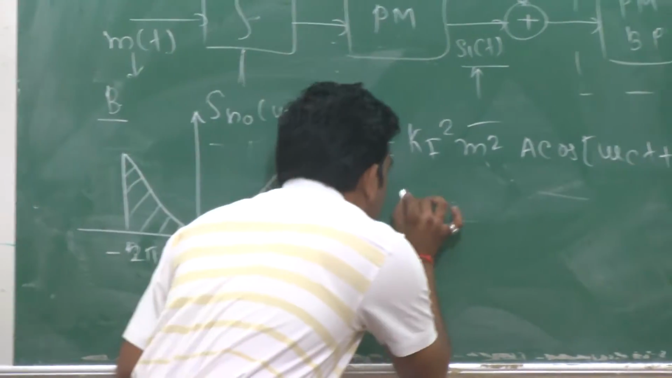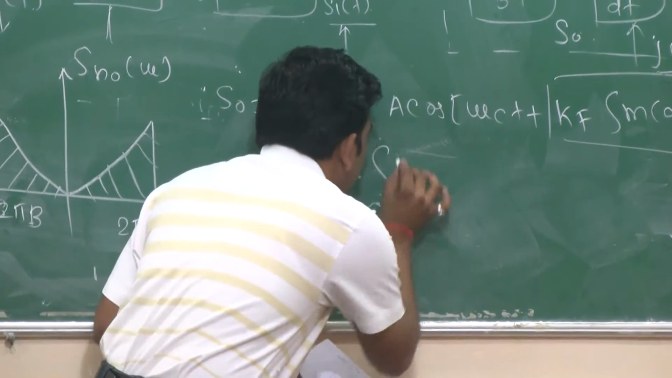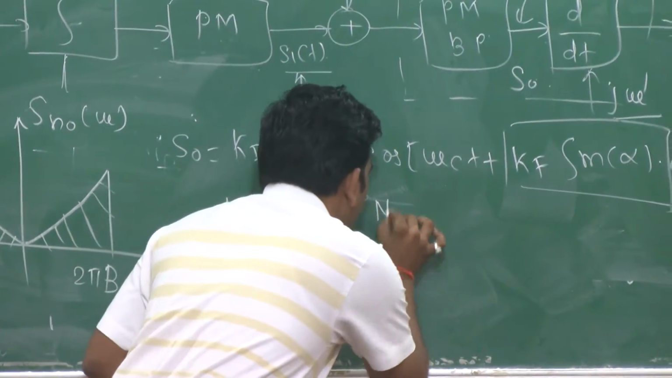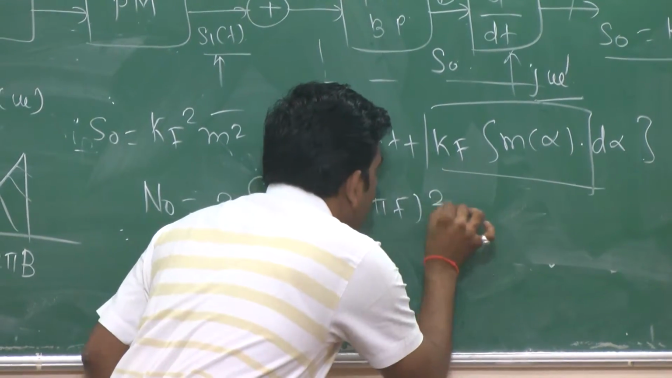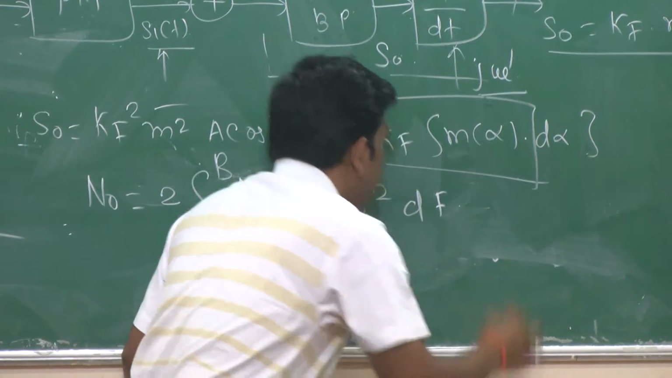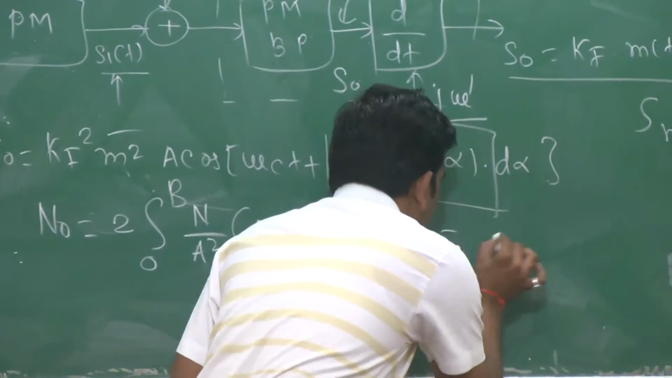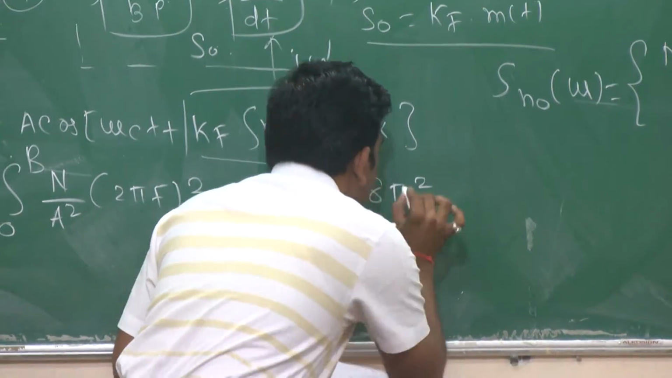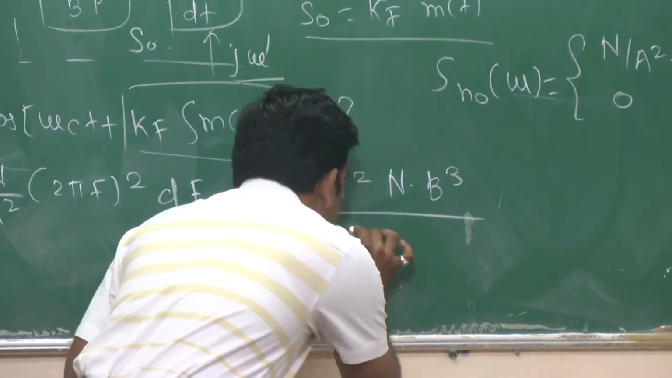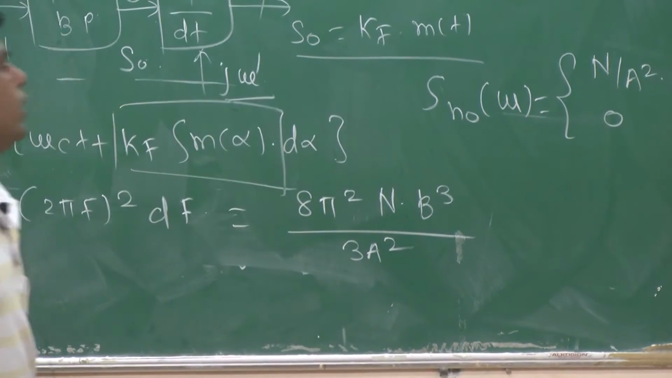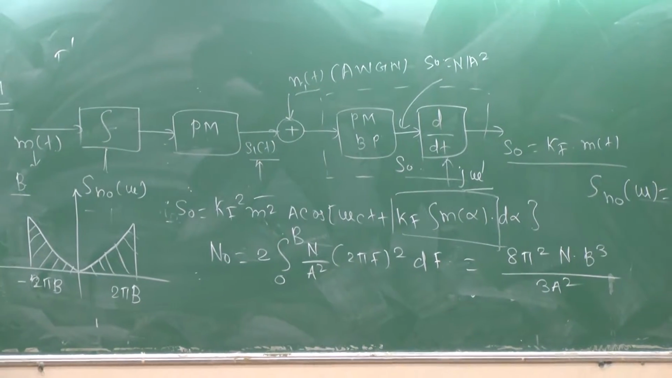So here we will get the average power of this noise, from 0 to B, n by a into 2 pi f square into df. So here we will get 8 pi square n B cube divided by 3 A square. Is it clear to all of you?